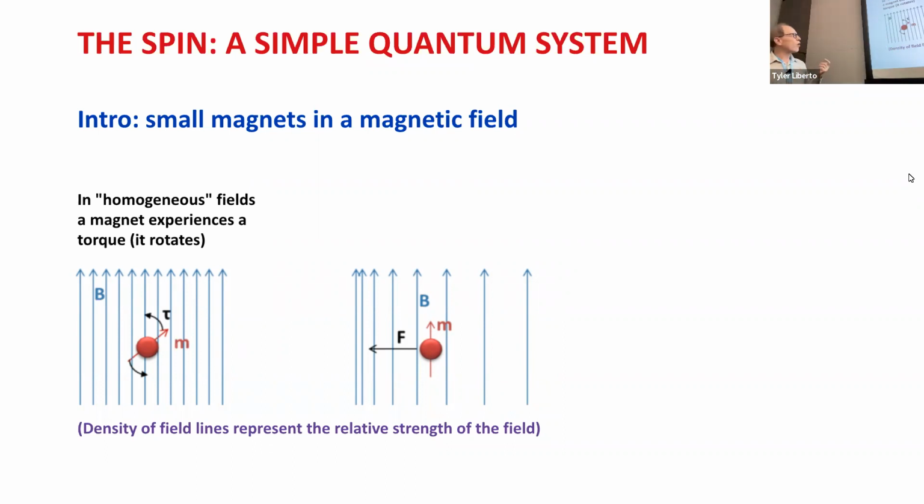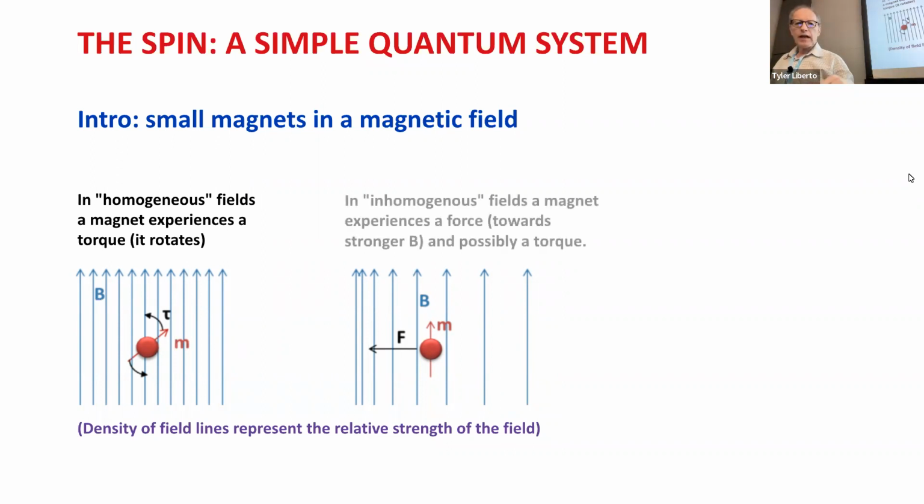In homogeneous fields, a magnet will experience a torque, so it starts to rotate. You are using that for all electric motors. In an inhomogeneous field, a magnet experiences possibly a torque so that it aligns to the field, but also a force towards a stronger B field. In this case, it goes in the direction where we have more field lines.